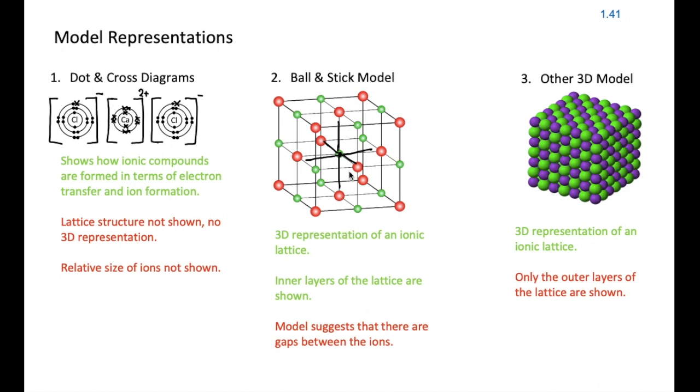Finally, the other 3D model we looked at on the last page gives a good idea of the 3D structure of ions in terms of how closely packed together they are in the lattice, but because there are no spaces between the ions, we can't actually see any inner layers, but only these outer ones. So these models all have their benefits. I'd say if you want to learn more about how simple ions are actually formed in terms of electron transfer in the first place, then the dot and cross diagram would be best. But for learning about how ions are arranged in a lattice, it would have to be between these two.